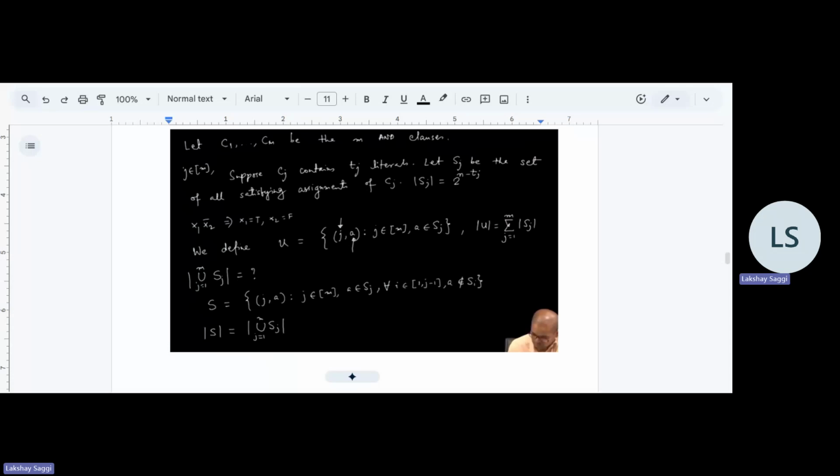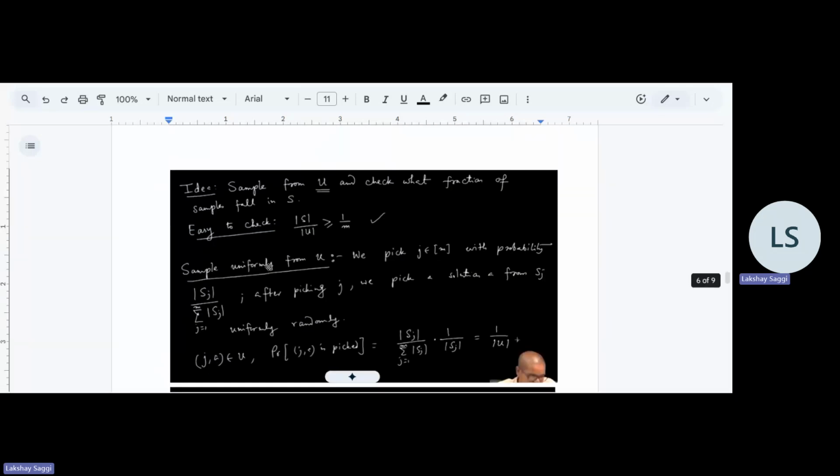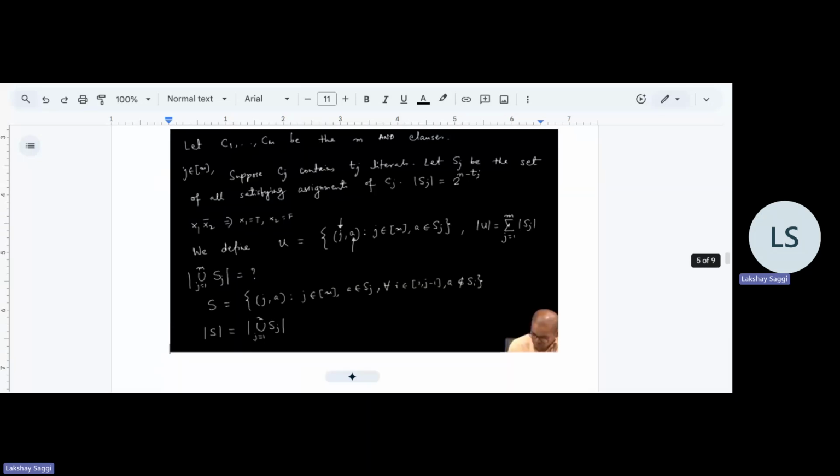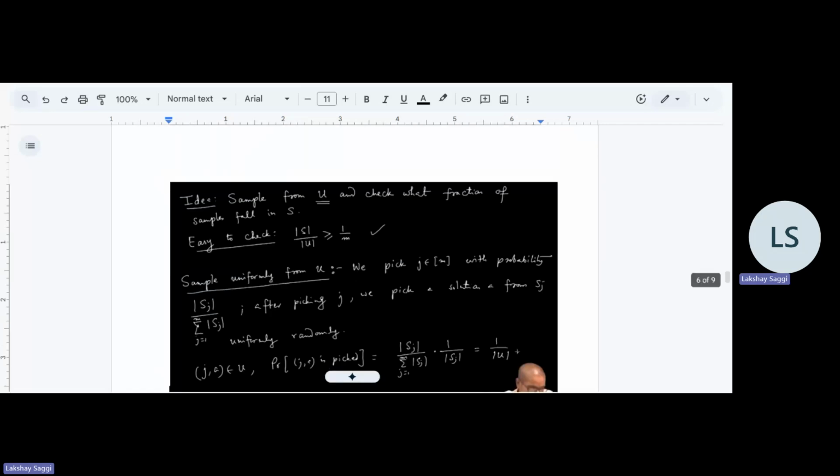randomized approximation techniques. Note that this union of the Sj's can also be written in this form. Let's not get into that. You can go through the lectures, you can watch the lectures later.